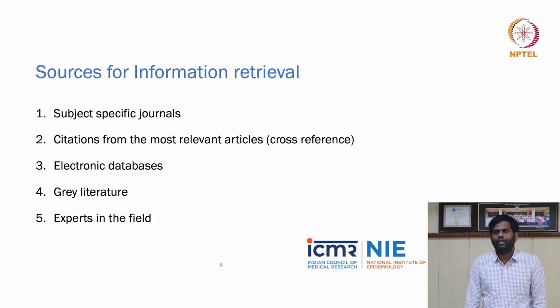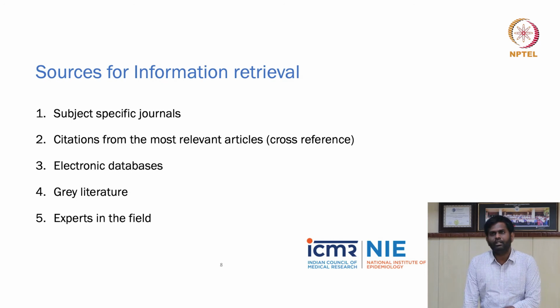And the final point is experts in the field. Let's say a particular person is an expert in a particular topic and he has contributed to tobacco cancers or tobacco related cancers. We would tend to search articles published by that particular author so that we get relevant information pertaining to our research question. So this will also be one of the sources.